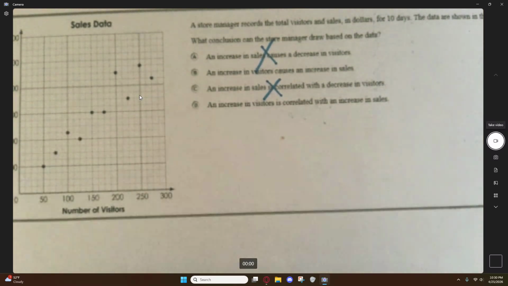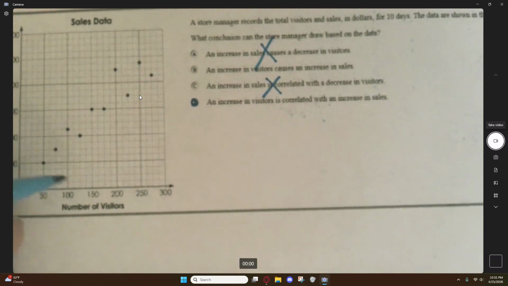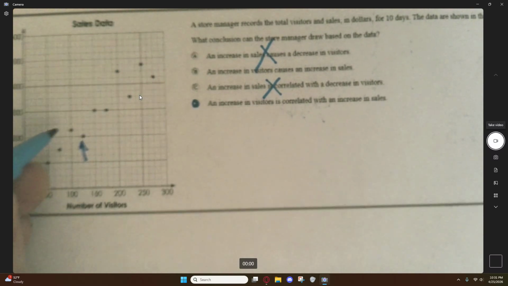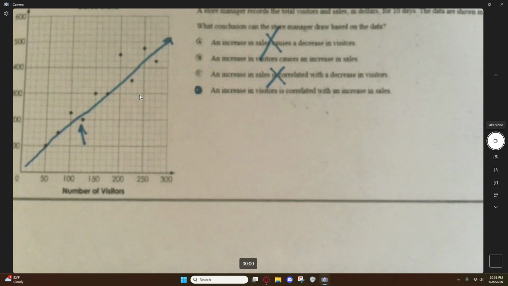An increase in visitors causes an increase in sales. An increase in visitors is correlated with an increase in sales. Let me tell you why it's not causes and it is correlated. It's specifically because of this point right here. You'll note that you went from 100 visitors where you were making 225 to 125 visitors. You had more visitors but made less sales. That means that while there is a definite trend, you could draw a line of best fit with a very good correlation. However, it's not a guarantee.